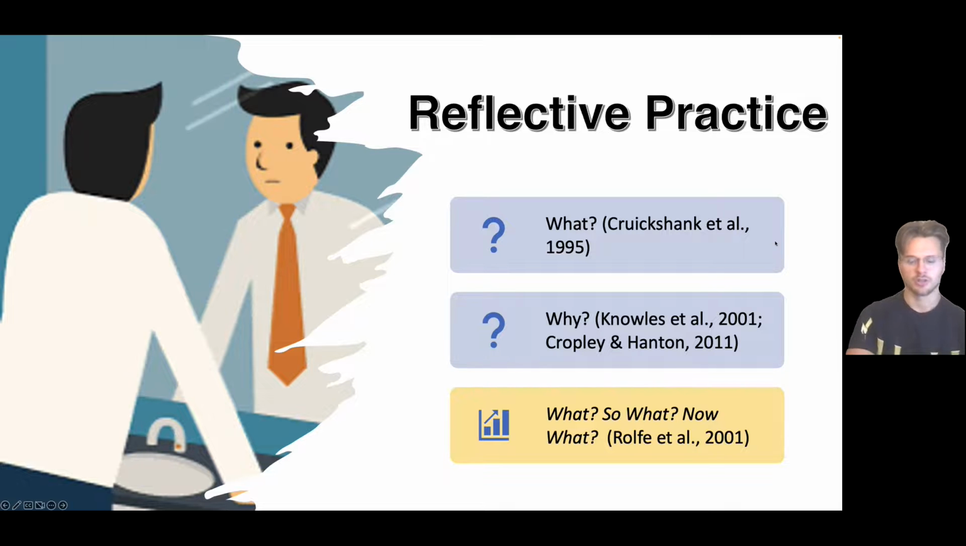Within this critical reflection, I'll use Rolfe's model as a guide to make sure I reflect on my teaching, evaluate and analyze my teaching, and finally provide action for future teaching using the what, so what, and now what.